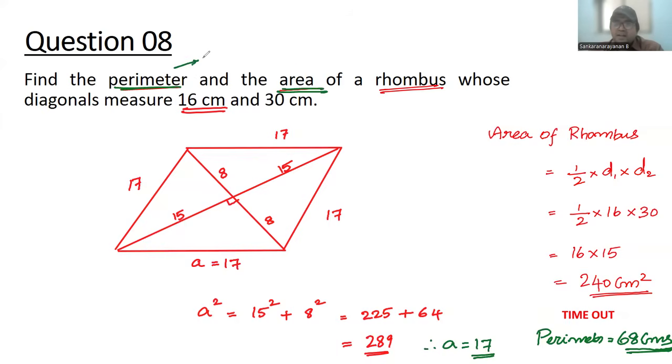The perimeter I have identified is 68 centimeters. The area I have calculated comes here as 240 centimeter square. These are the respective answers. Okay. So I think we can now move on to the ninth question.